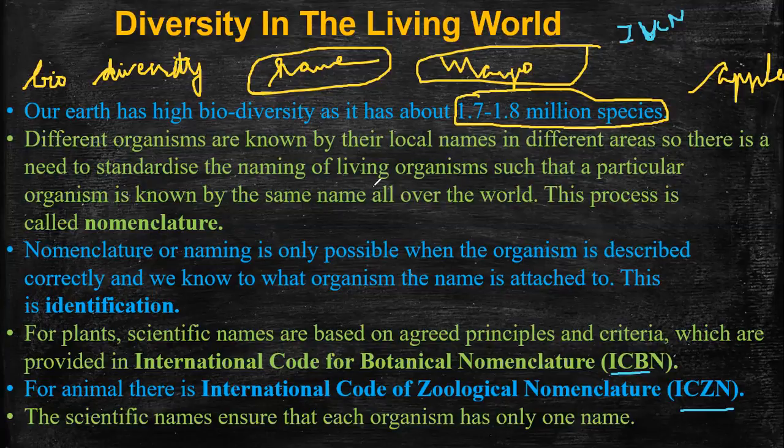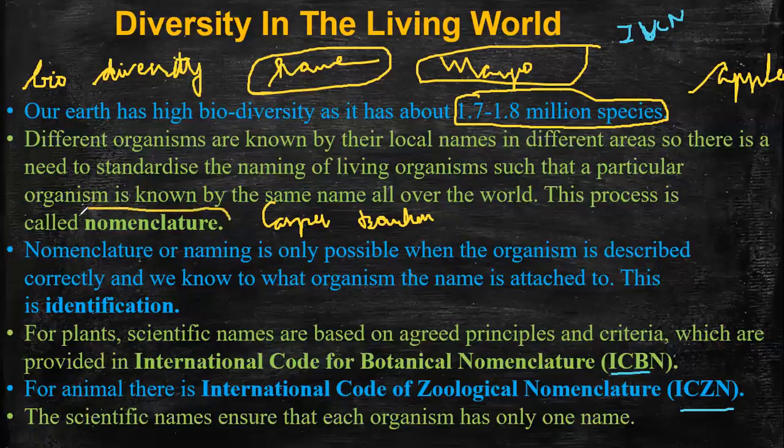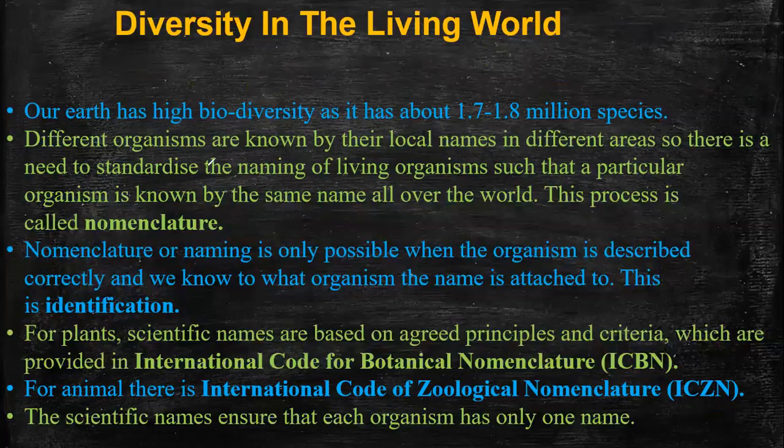a scientist known as Caspar Bauhin proposed the system of nomenclature. Nomenclature refers to naming. Naming is only possible when the organism is described correctly and we know what the name is attached to, and this is what is said to be identification. For suitable identification in different regions, we have a particular scientific name for each organism.